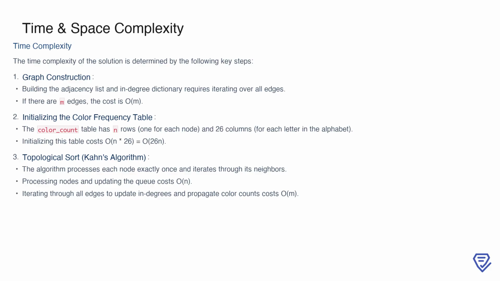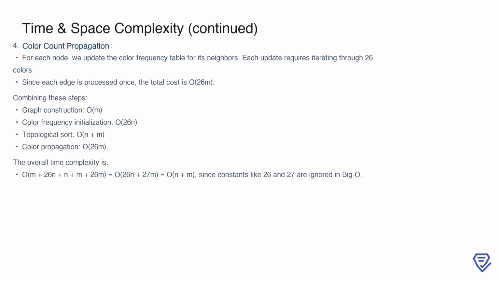counts, adding another O(m). Now, focusing on the color count propagation step, for each node, we update the color frequency table for its neighbors. Since there are 26 colors, each update involves iterating through these 26 entries. As each edge is processed exactly once, the total cost for this step is 26m. When we combine all these steps, we have O(m) for graph construction, O(26n) for initializing the color frequency table, O(n plus m) for the topological sort, and O(26m) for the color propagation.